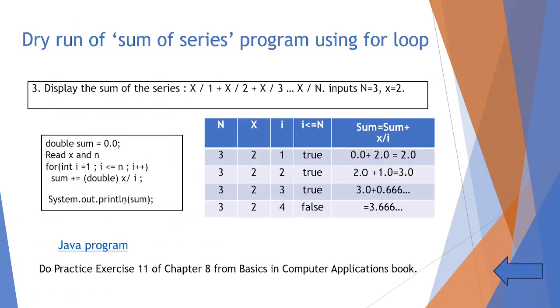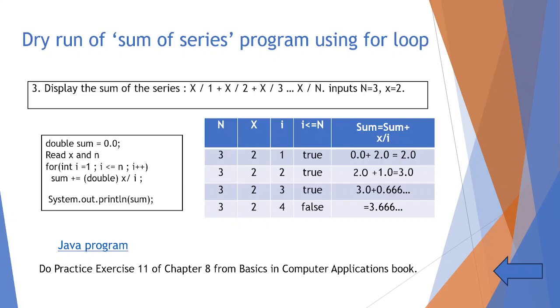Now see the sum of a series with double data type: x upon 1, x upon 2, x upon 3 till x upon n. 2 inputs are there. Let's assume n is 3, x is 2. Double sum is 0.0, no need of f because it is a double data type. Reading x and n, running a for loop from 1 to n. Then sum plus equal to x upon I.